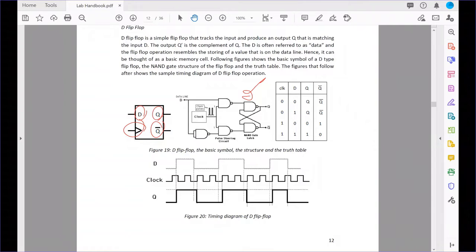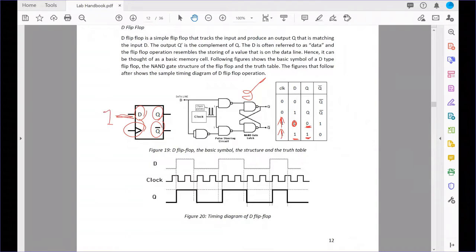Okay, so let's say you have a clock signal here. Let's say it's a rising edge. Then if your D is 0, your Q will equal 0. Then if your D is 1, your Q is equal to 1. They will always follow your D, the input values.